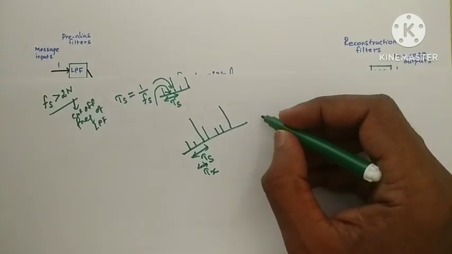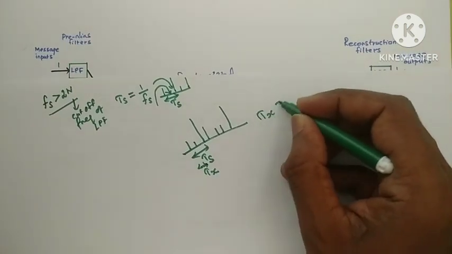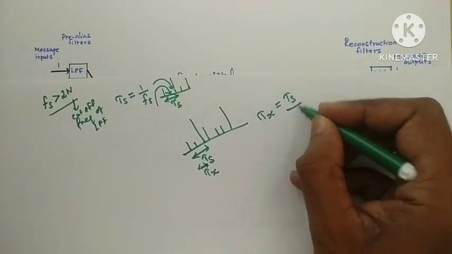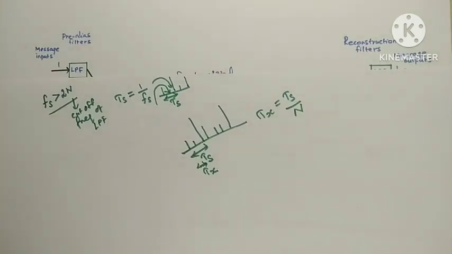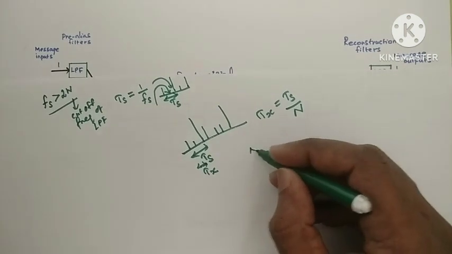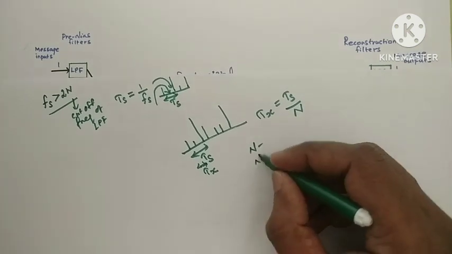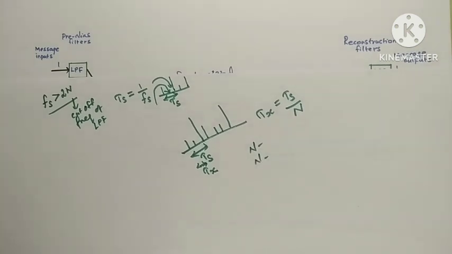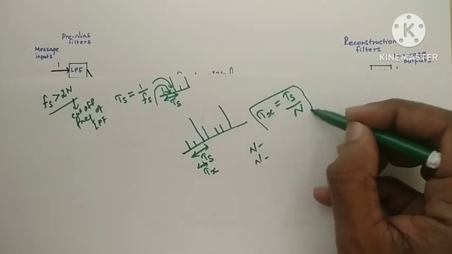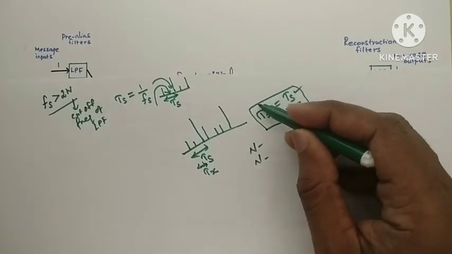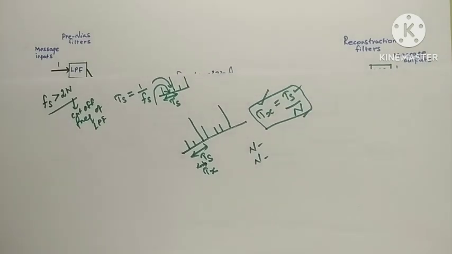Then what is the relation between these two? Tx is equal to Ts by n. Here the bandwidth expansion factor is n because n signals are sampled and n samples are transmitted. You just write the relation. You know what Ts is, what Tx is, and what n is.